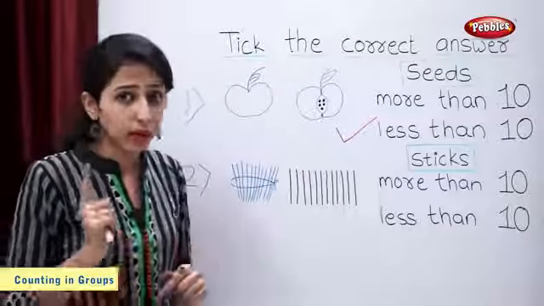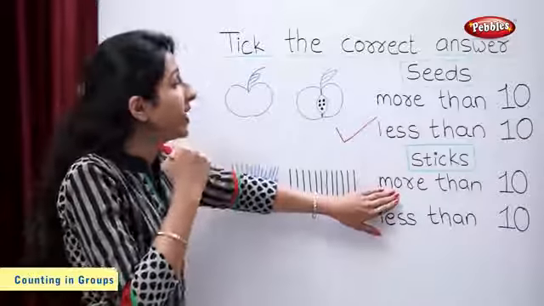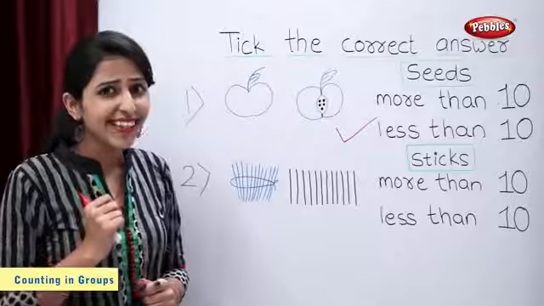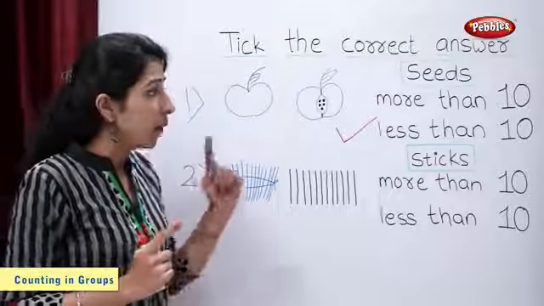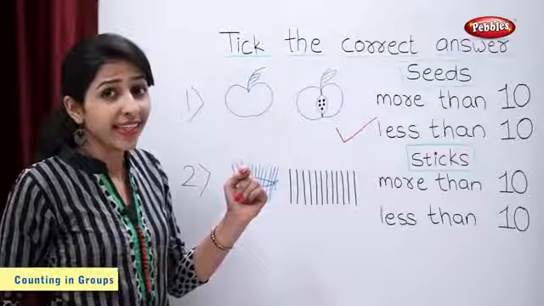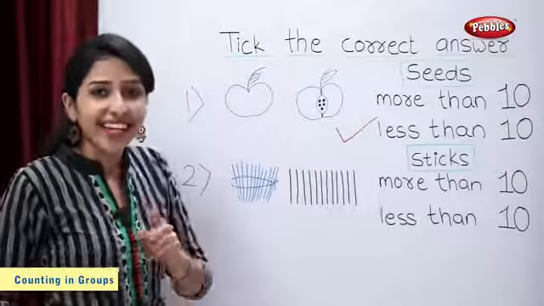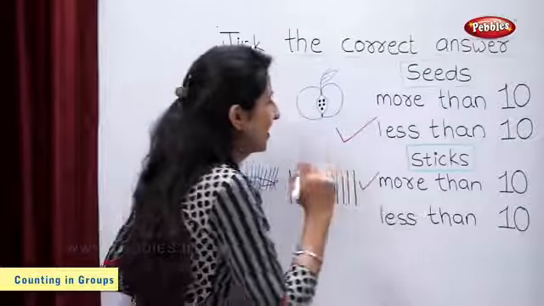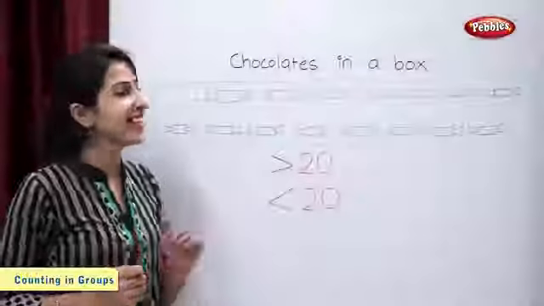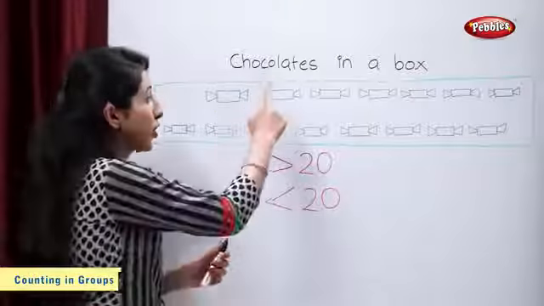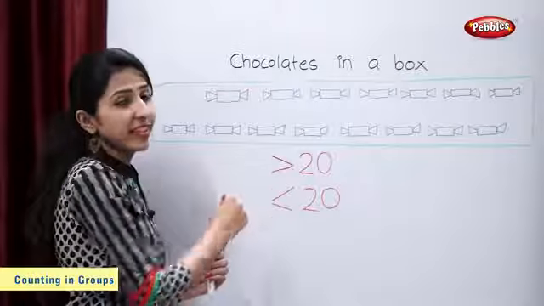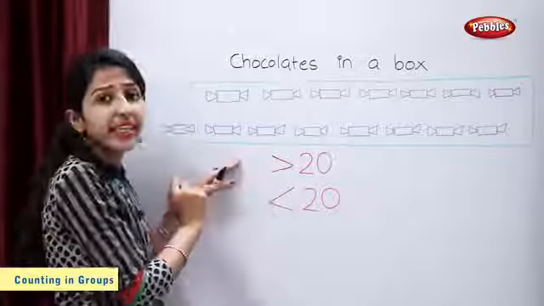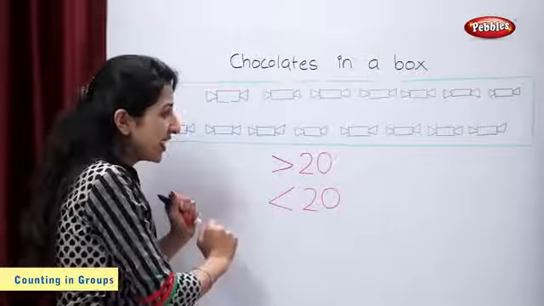Tell me students, is 12 more than 10 or less than 10? Think and tell me. Is 12 more than 10 or less than 10? Correct. 12 is more than 10. Let us take this example. Chocolates in a box. Let's find out whether these chocolates are more than 20 or less than 20.